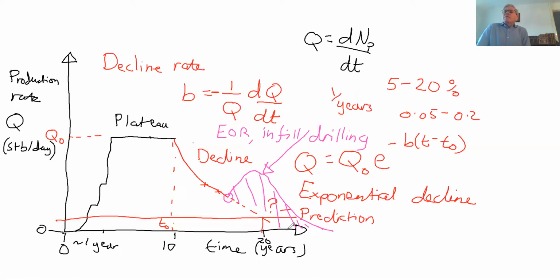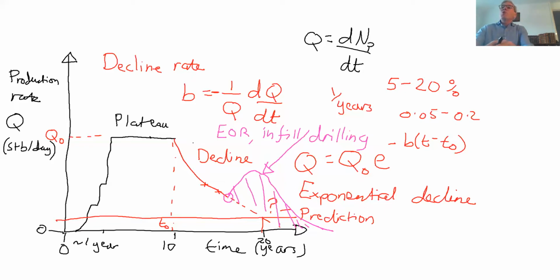Okay, that looks pretty easy, and there's a reason for that. Decline curve analysis, as I said, isn't the world's most complex case. So I'm more or less going to leave it there. You should know what a decline rate is. Okay, 1 over Q dQ/dt. It's typically measured in 1 over years. Its typical value is around 10%.